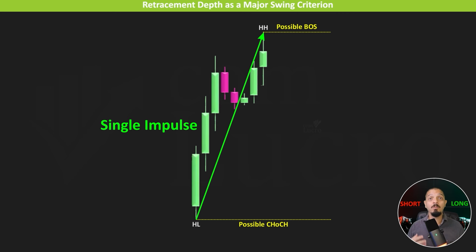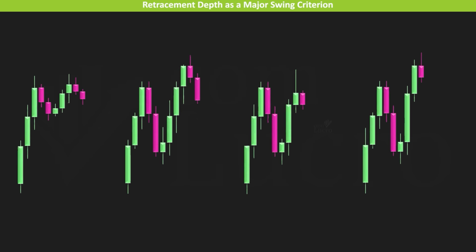This leads us to an important rule in the ComLucro framework. For a retracement to define a valid swing and separate impulsive legs, it must reach at least the 38.2% Fibonacci retracement of the prior impulse. If this condition is not met, the move is treated as one continuous impulse and cannot be used to define a major swing. Now take a look at these examples.